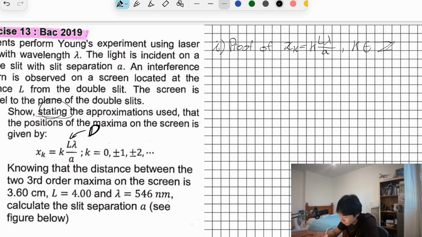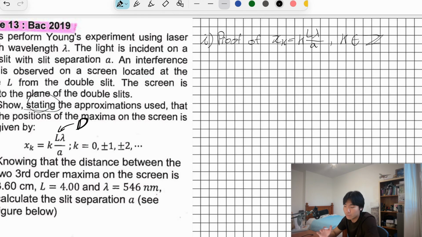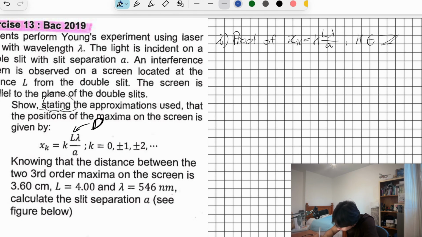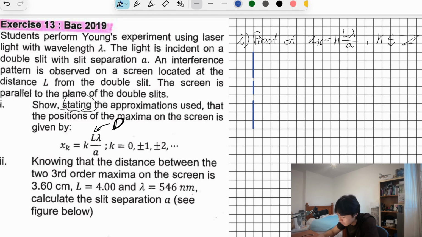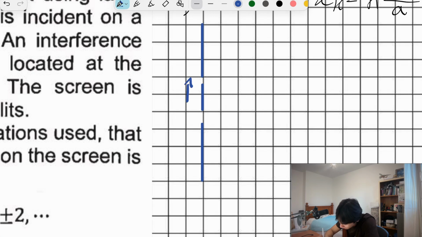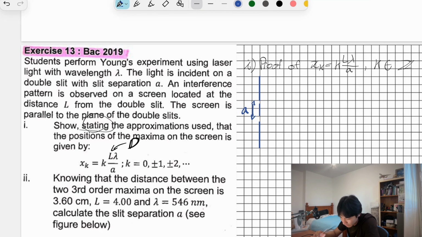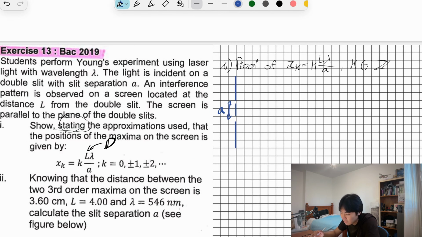Then if you remember the proof, what do we always start with? We start off using a diagram, right? You know that there's a double slit. Let's draw a double slit here. I'm going to use a thicker pen. See that there's a double slit here, and this double slit has a slit separation of A, right? And then you know that the screen is located L from the double slit.